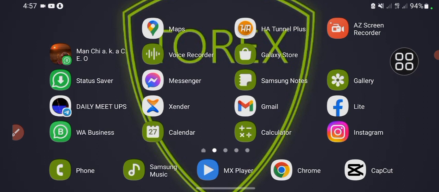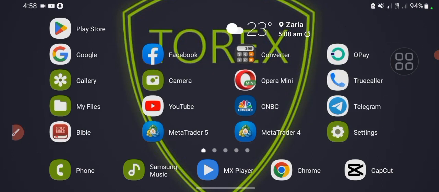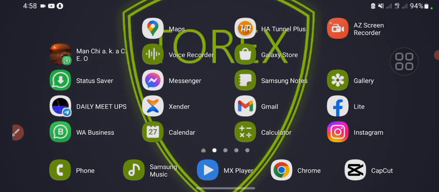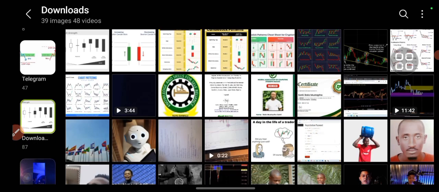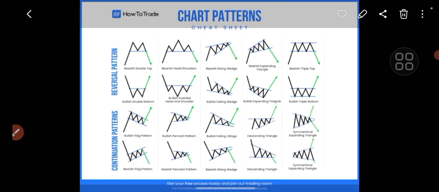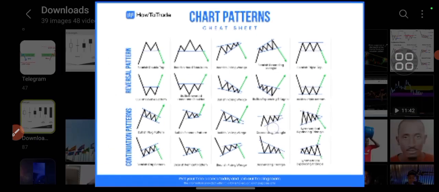In today's business, I'm going to talk about chart patterns. The best way to know chart patterns is using the candlestick method and using the line chart, so that you can see the equivalent shape that we are looking for. Here are some example charts that I downloaded.